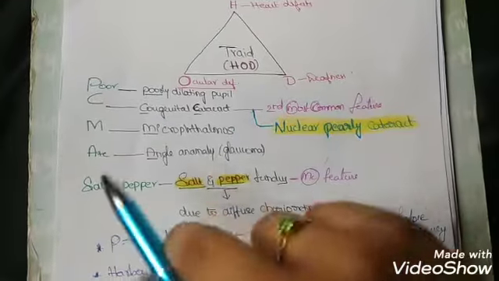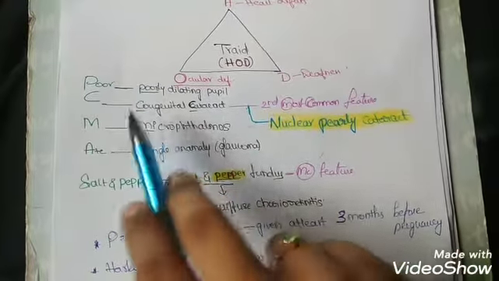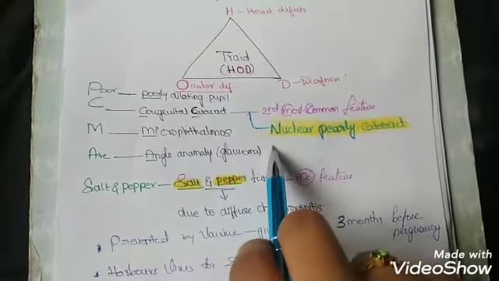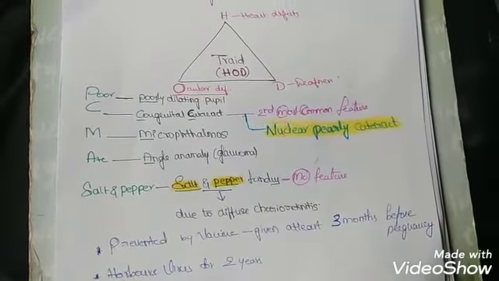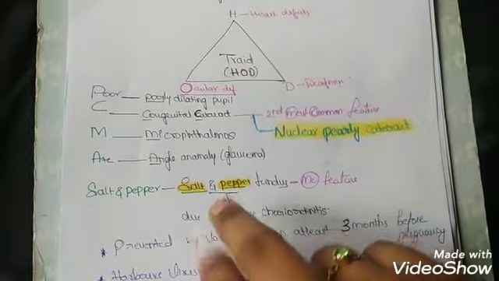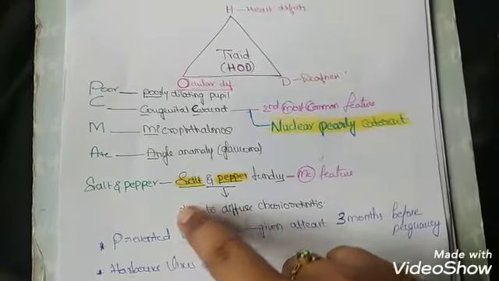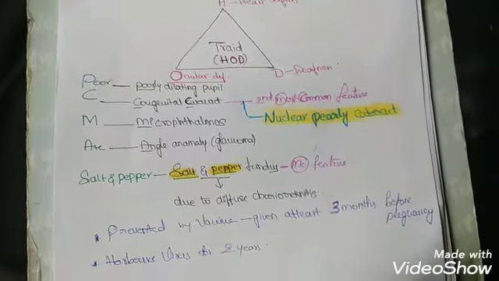Then let's see something about the congenital cataract in this case. Most commonly it is a nuclear pearly cataract, that is, the nucleus is pearly white in color. It is the second most common feature, with salt and pepper being the first common feature.